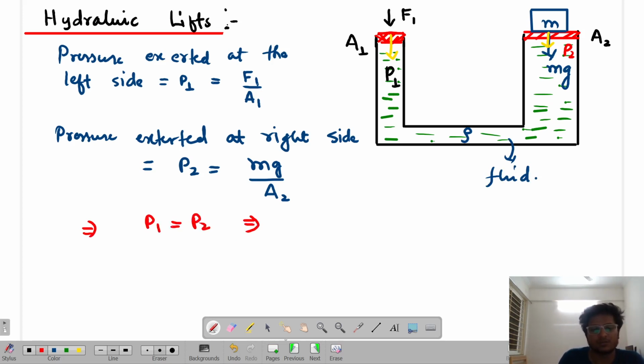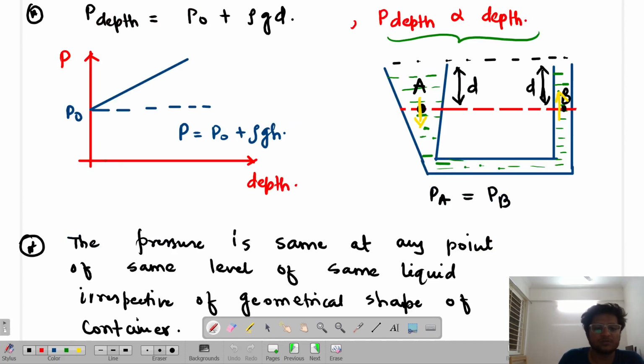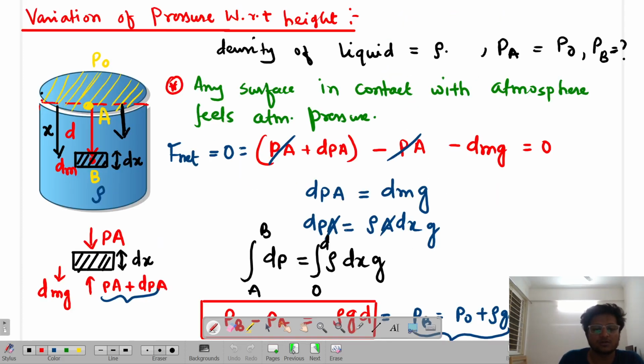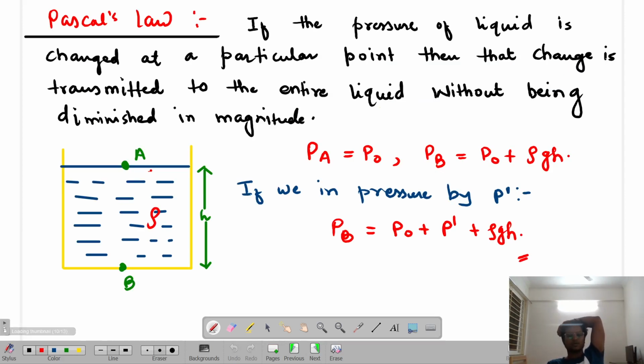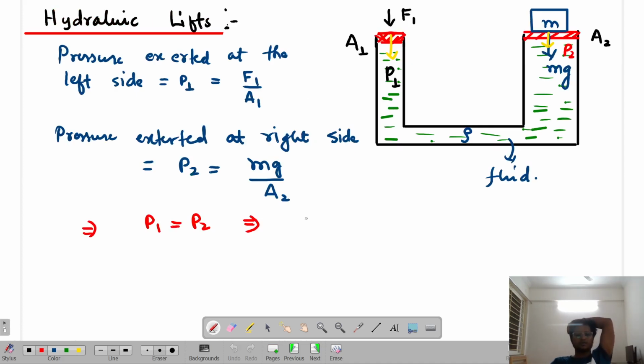Ideally, because we know that at any random same level the pressure is what? Same over there or not? Right now we proved it. It can also be same at any level. It's not only depth. At any horizontal level the pressure is same, isn't it? So look over there. If I consider P1 is equal to P2, then I can write simply F1 by area A1 is equal to mg by area A2, है कि नहीं?